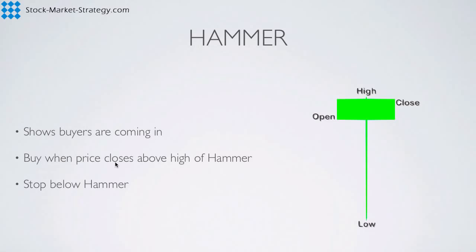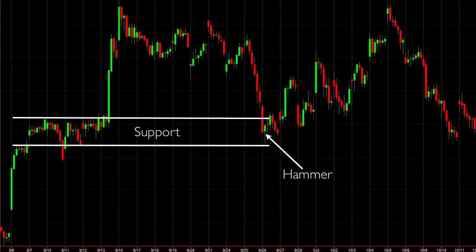So you buy when the price closes above the hammer. That means the next candlestick closes above the high of this hammer, and a stop will then be below the hammer. Let me show you on a chart how that looks.